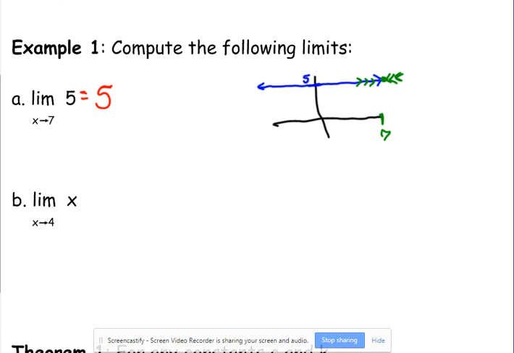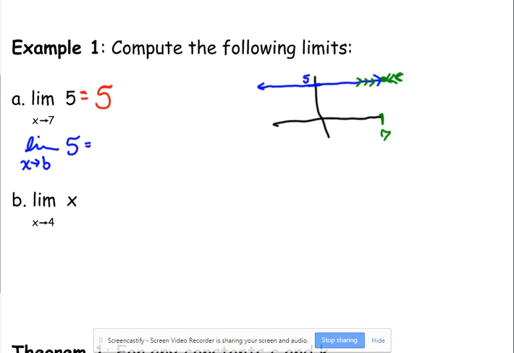but they like to throw it in there because they'll do something like this on the AP exam. They'll make it look like this. They'll say, what's the limit as x approaches b of 5? And they won't tell you what b is.